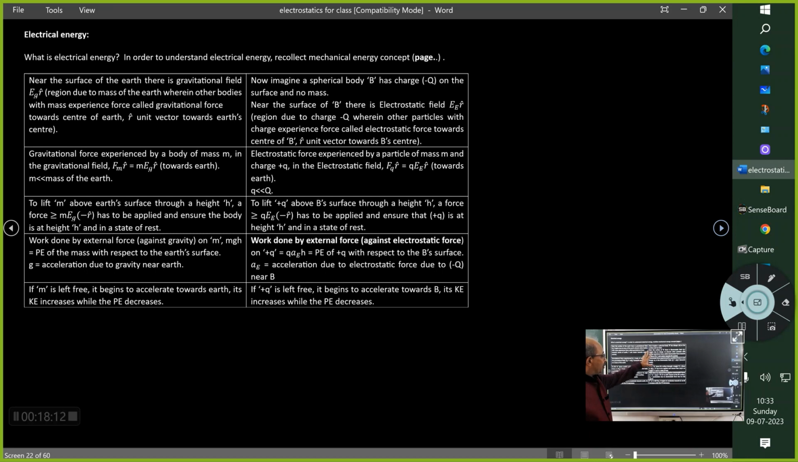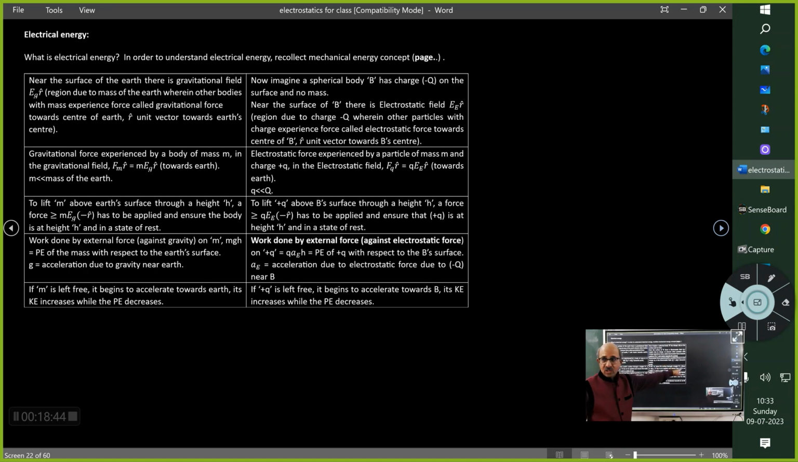Imagine a spherical body of charge minus q. So here there is mass m, and here there is charge minus q. Instead of Earth you have got minus q, and it creates electrostatic field E_e r cap. There it is gravitational field E_g r cap; here it is E_e r cap. Exactly the same. Here you are using mass small m, here you are using charge small q.